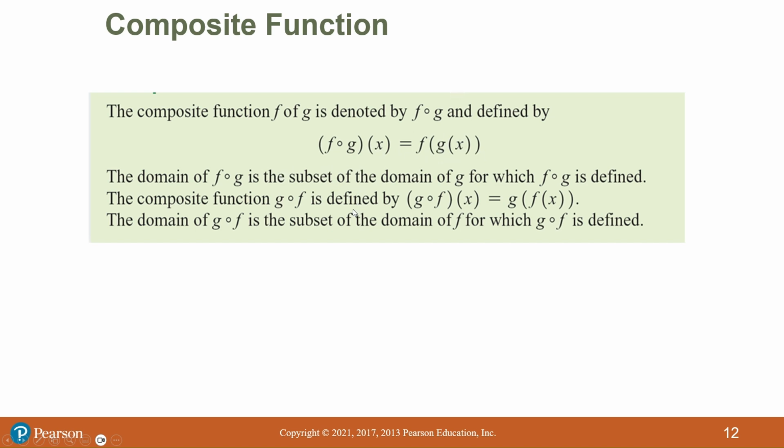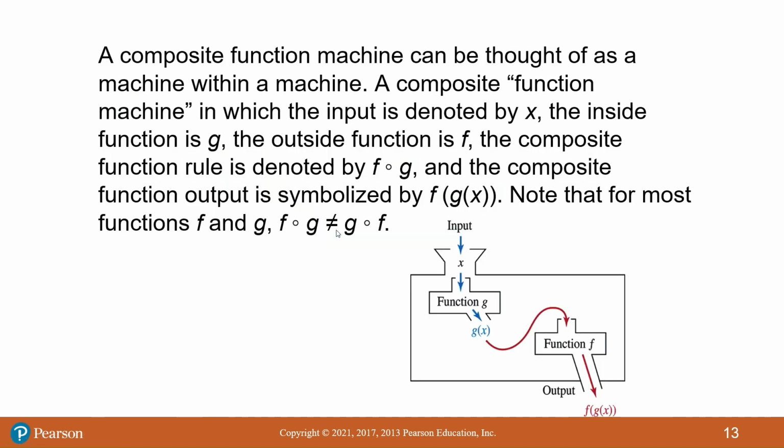The domain of f of g is the subset of the domain of g for which f of g is defined. The composite function g of f is defined by g of f of x equals g of f of x. Okay, so we can go both ways with this. The domain of g of f is the subset of the domain for f for which g of f is defined.